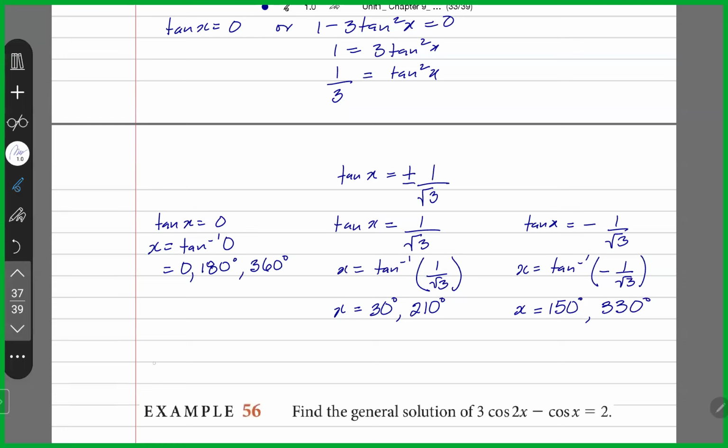So my answers are x is equal to 0 degrees, 30 degrees, 150 degrees, 180 degrees, 210 degrees, 330 degrees, and 360 degrees.